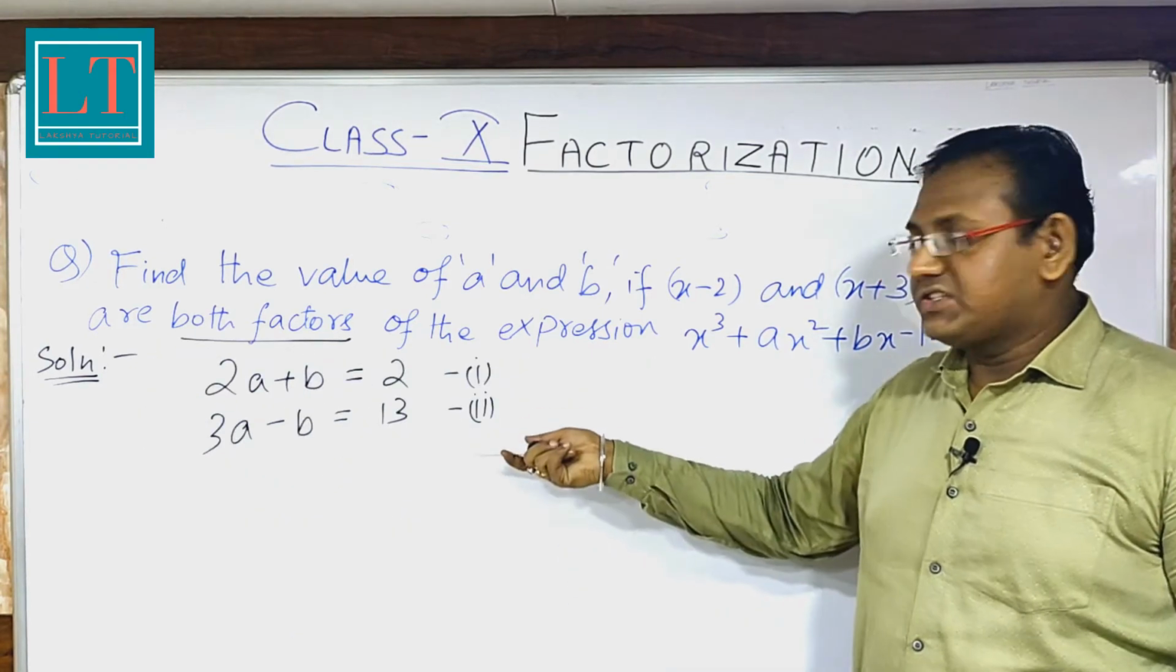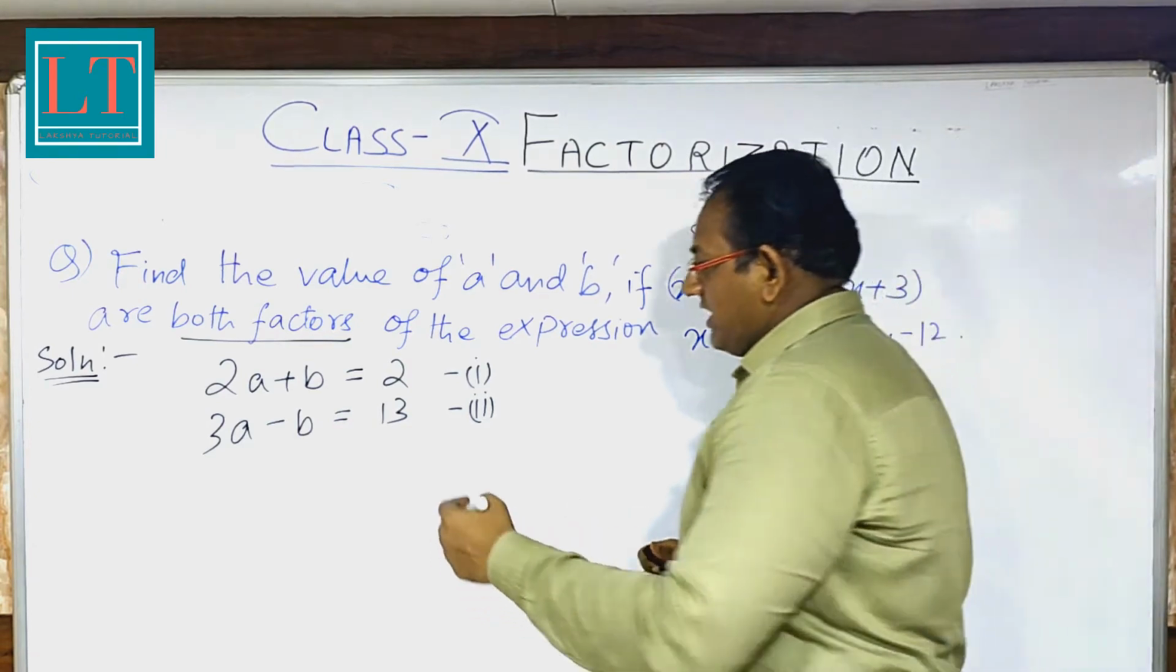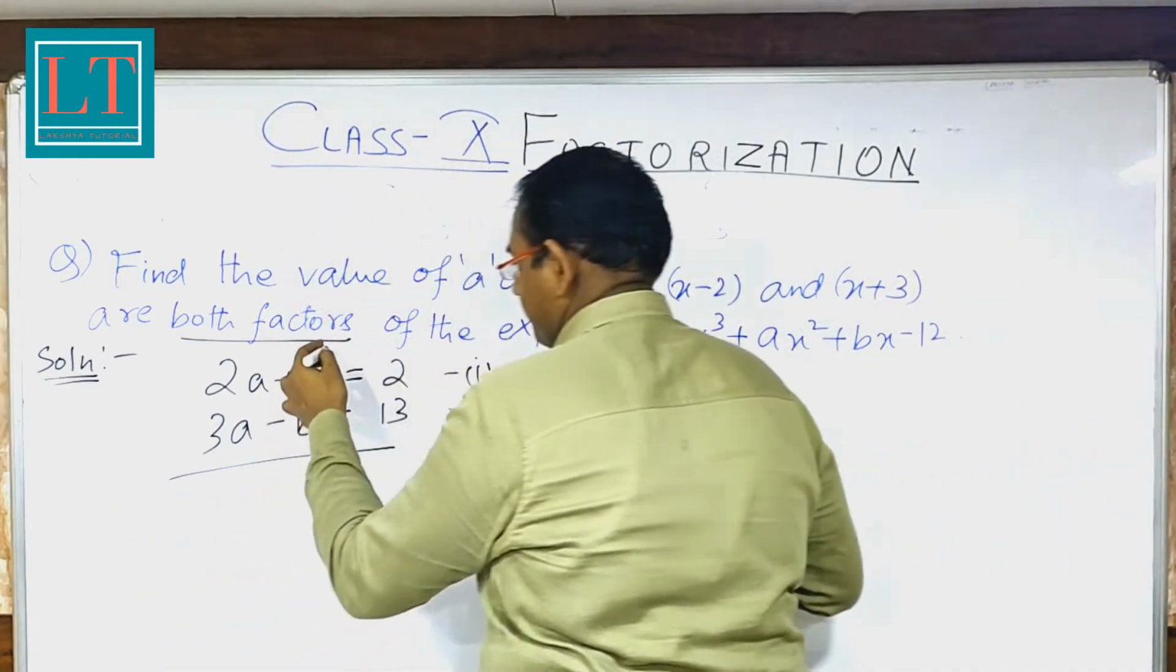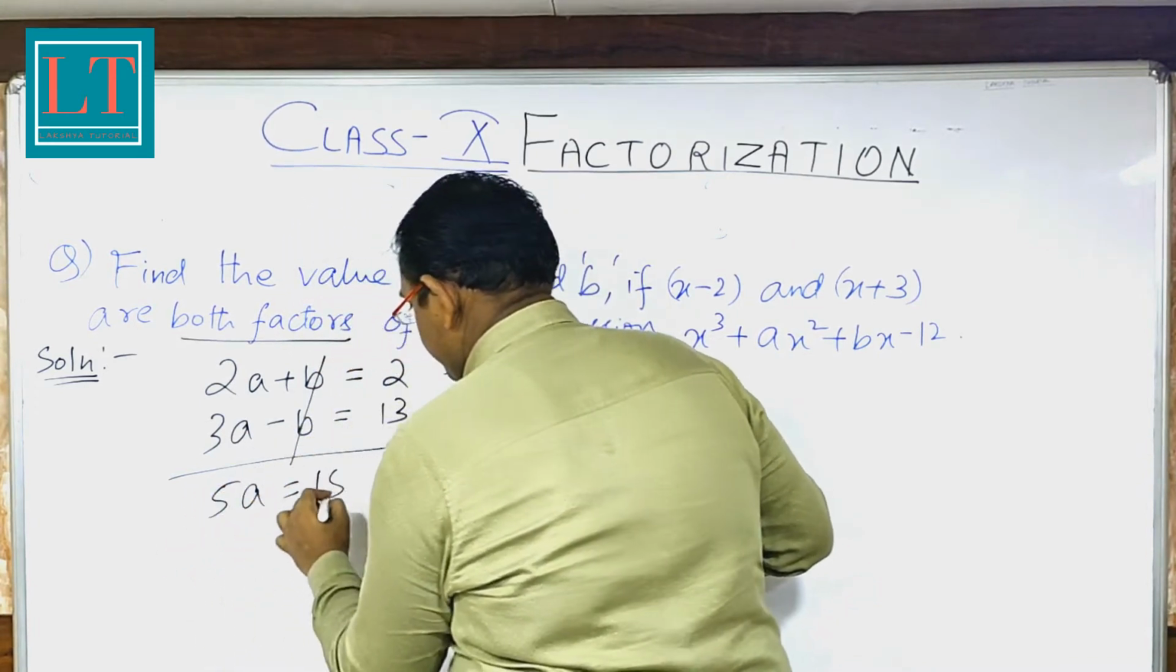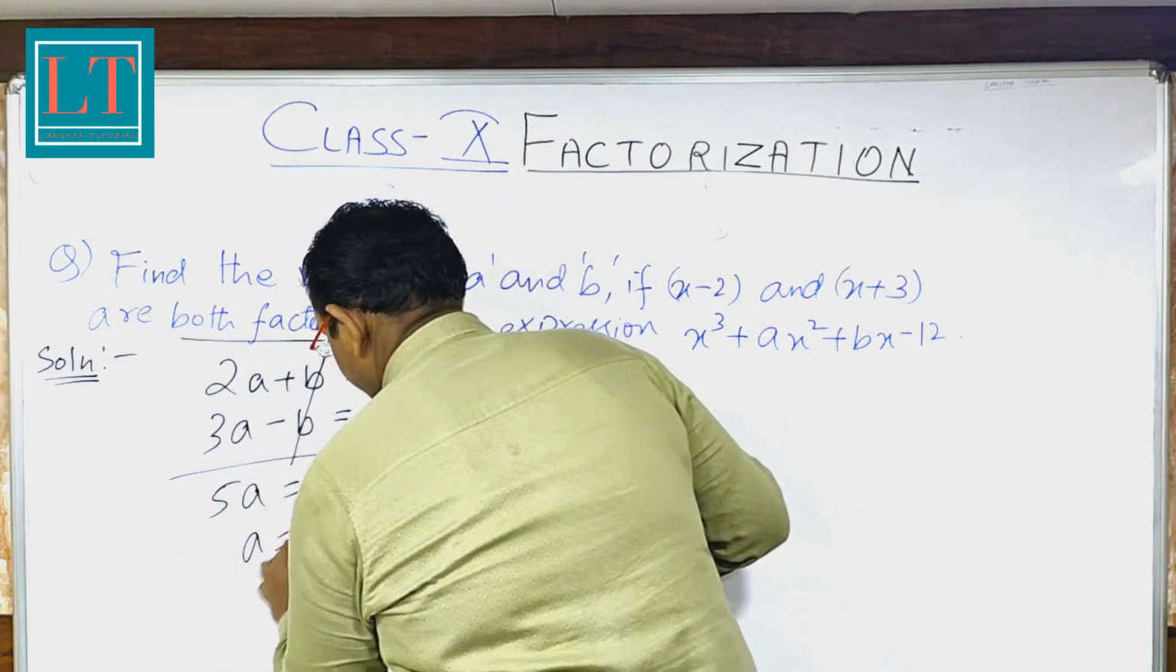Now let us solve these two linear equations. We can easily solve this one because this is plus b and this is minus b. So we will be getting 5a is equal to 15, or the value of a is coming to be 3.